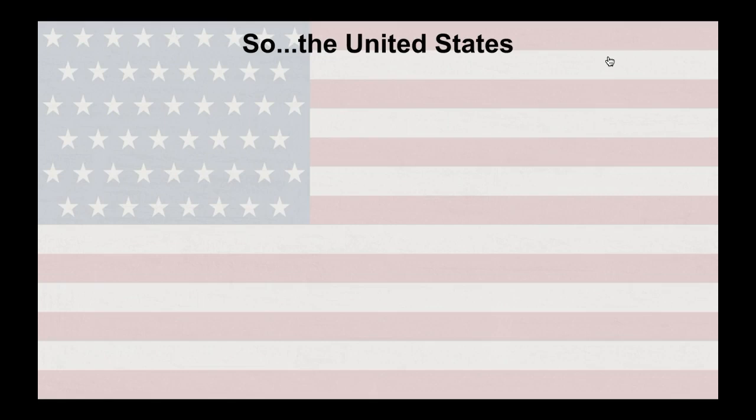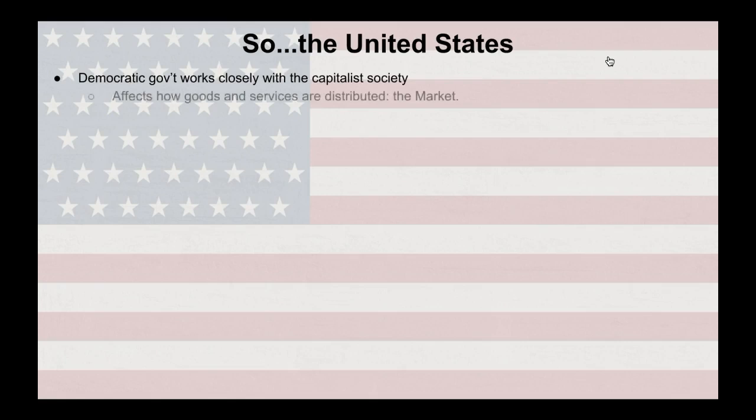So, the United States, what do we have? We have a democratic government that works closely with a capitalist society, right? We have a capitalist economic system. It affects how goods and services are distributed. We have what is known as the market. And the market is going to provide many goods and services that are needed by Americans.